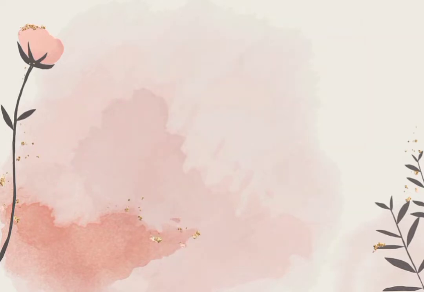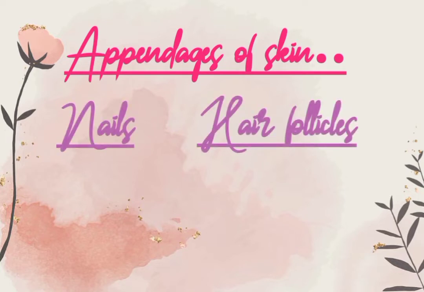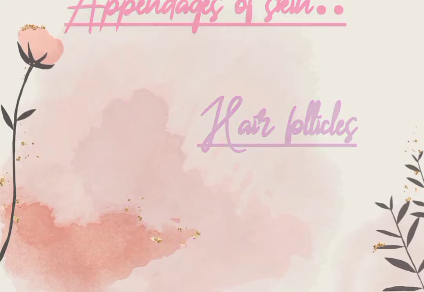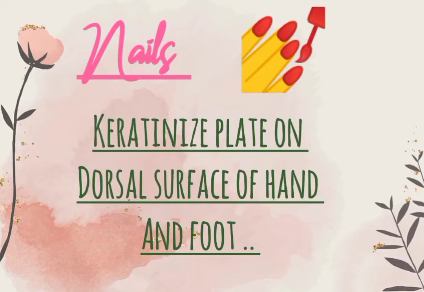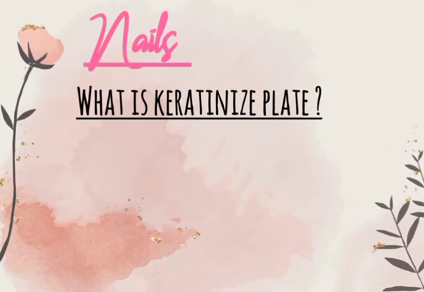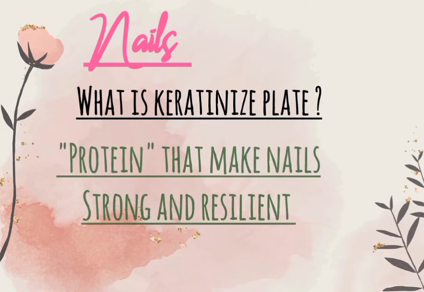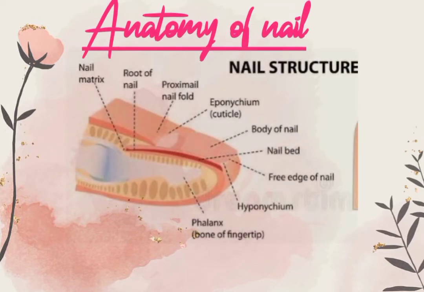Now let's talk about the appendages of the skin, which include the nail, the hair follicle, the sebaceous gland and the sweat gland. So what is a nail? The nails are keratinized plates on the dorsal surface of the tip of the fingers and the toes. Now you should be wondering what a keratinized plate is. Keratin is a protein found in the nails, which protects the nails by making them strong and resilient. It would be easy to understand the anatomy of a nail with the help of a diagram.